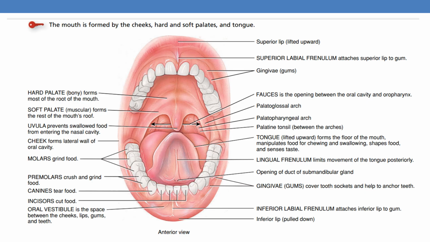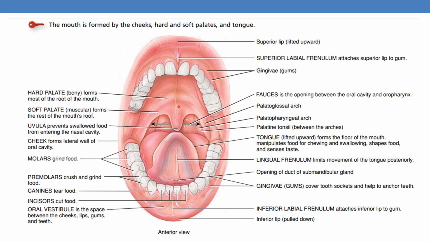Here you can see this is the diagram of the entire oral cavity. The mouth is formed by cheeks, hard and soft palates and tongue. And this is the superior lip and this is the inferior lip. Both superior and inferior lips are attached to the respective gums. Here you can see these are the gums, with the superior labial frenulum that attaches the superior lip to the gum and the inferior labial frenulum that attaches the inferior lip to the gum. The next is these are gums or gingivae.